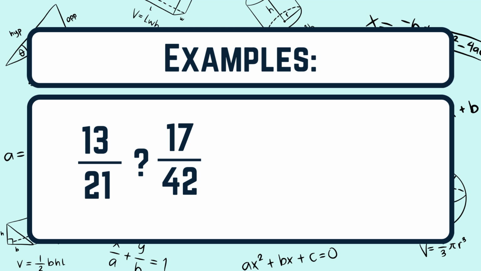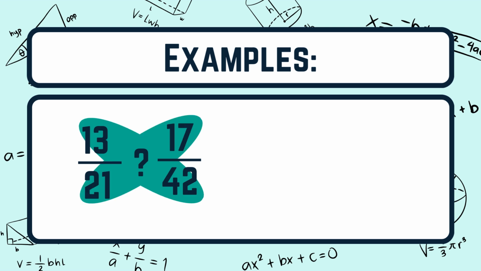When you have longer fractions, this method becomes too difficult. Let's look at an example. If you want to add, subtract, or compare 13 over 21 and 17 over 42, we have to multiply the numbers inside of each wing. 13 times 42 and 21 times 17 are very hard and time consuming, which makes the butterfly method less helpful.